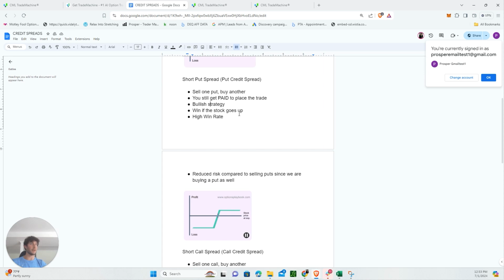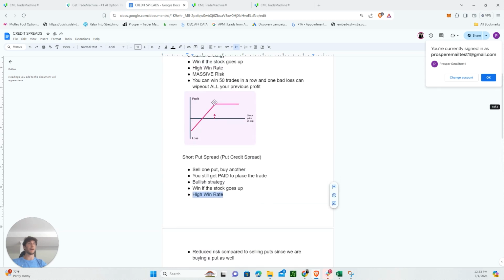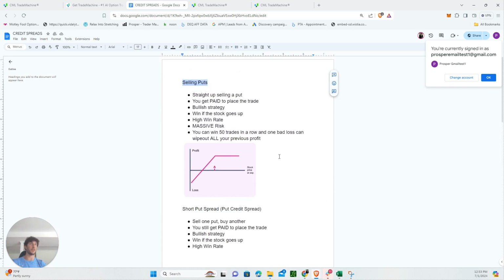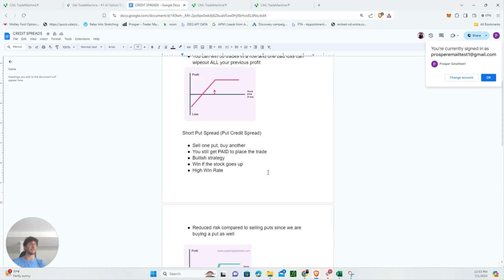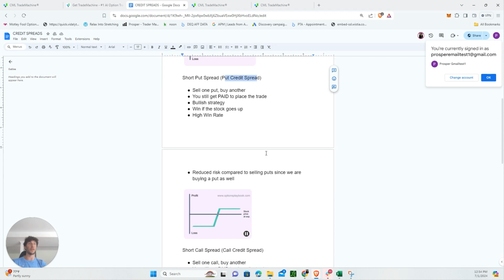You'll win if the stock goes up, still a high win rate, but the difference is we're reducing our risk compared to selling puts since we're also buying a put. So this is what your payoff graph looks like. Same idea here, except all we're doing is hedging our risk on the downside, which is why you should do it this way and never just sell a straight-up put, because the risk is massive. This is the one we're going to dive into with some examples with AI.